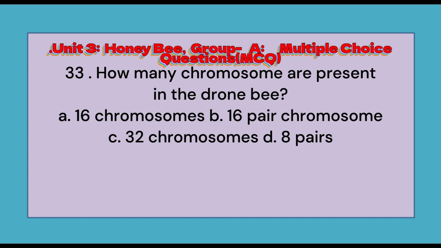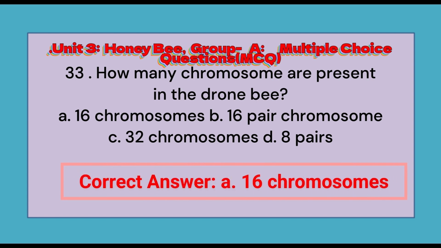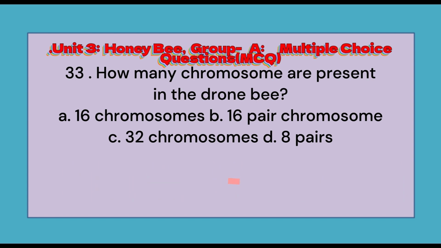33. How many chromosomes are present in the drone bee? A. 16 chromosomes. B. 16 pair chromosomes. C. 32 chromosomes. D. 8 pairs. Correct answer: A. 16 chromosomes.